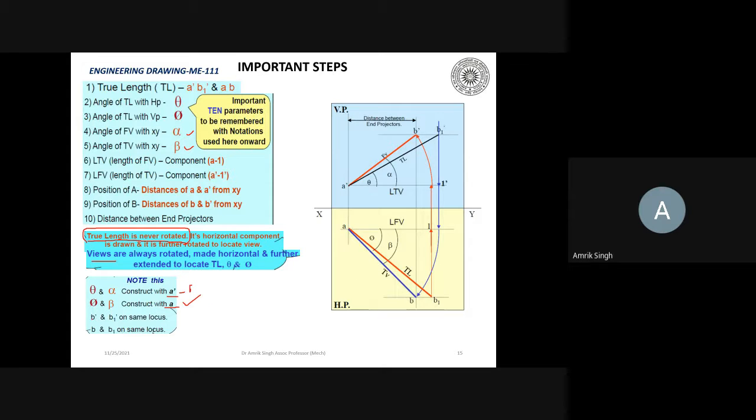B dash and B1 dash are on the same locus. And B and B1 are on the same locus. So you have to remember all these points. Is it clear? Shall we go ahead? Yes, sir. So this is a very important slide. You can remember this again and again. Once you watch this video 4-5 times, it will become clear to you.